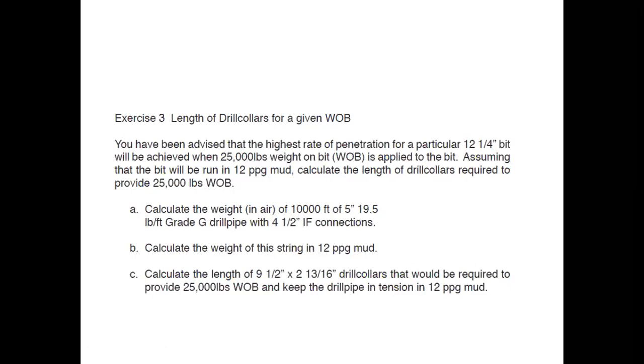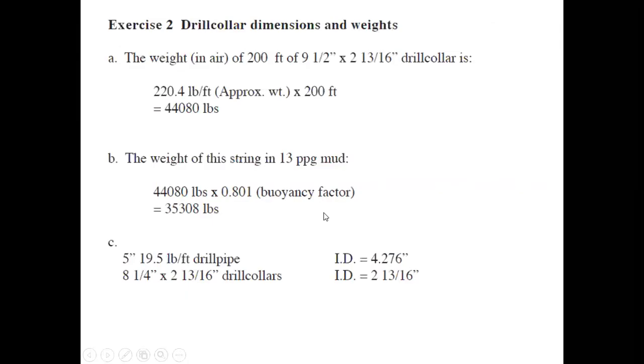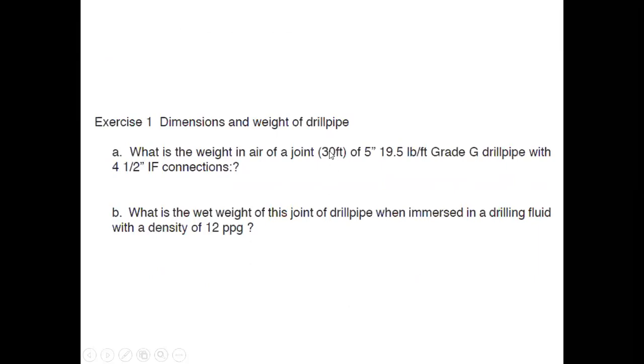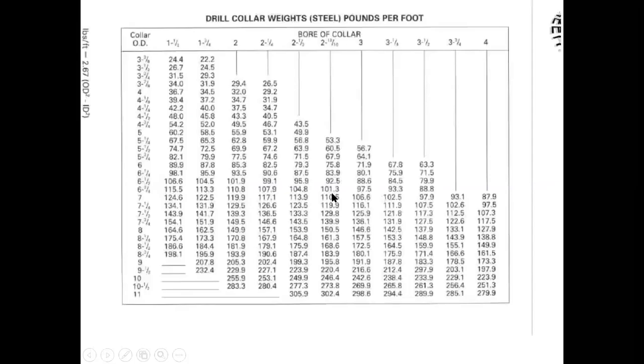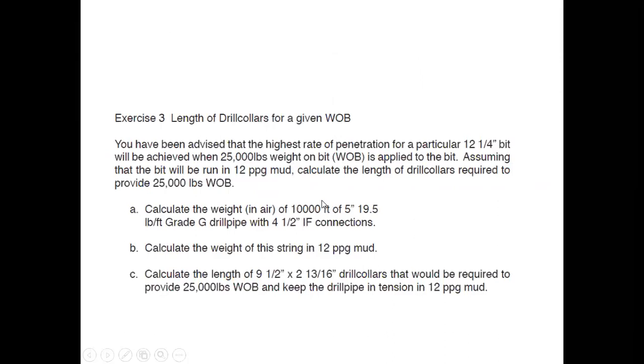We have to calculate how many drill collars we need to use. Then we have three things that we have to calculate here. Calculate the weight in air of 10,000 feet. So now we are drilling a well which is 10,000 feet. The pipe we are going to use is 5-inch 19.5 grade G drill pipe with 4.5 connection. That you saw in the previous example. But in that question, we calculated just for 30 feet. Now we do the similar calculation, but we have to find out for 10,000 feet, because the well we are drilling is a total of 10,000 feet.